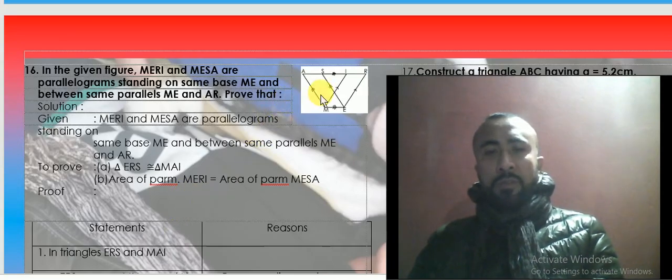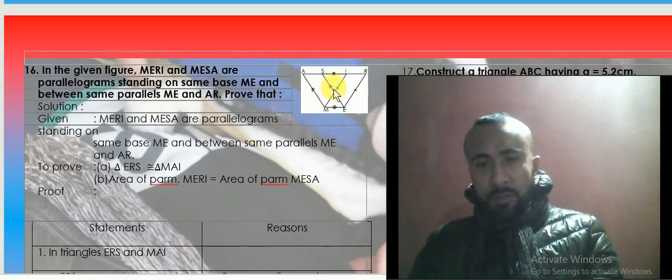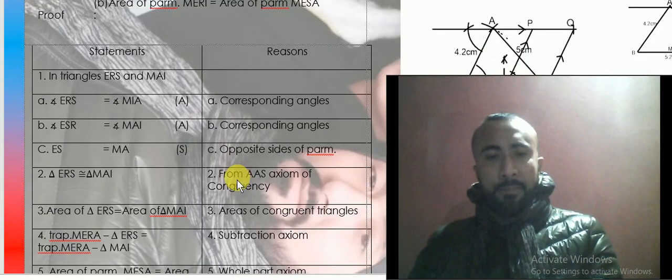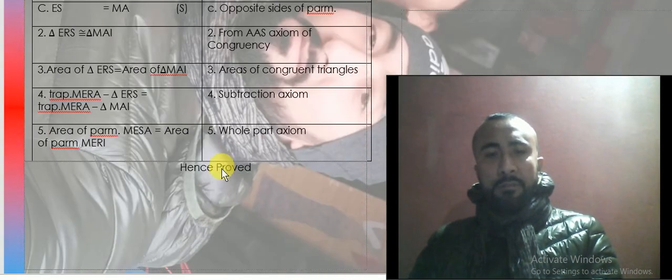Now if you subtract these two triangles, if this triangle is subtracted, you get MERI, and if you subtract this triangle, then you get MESA. This is what we have done here.